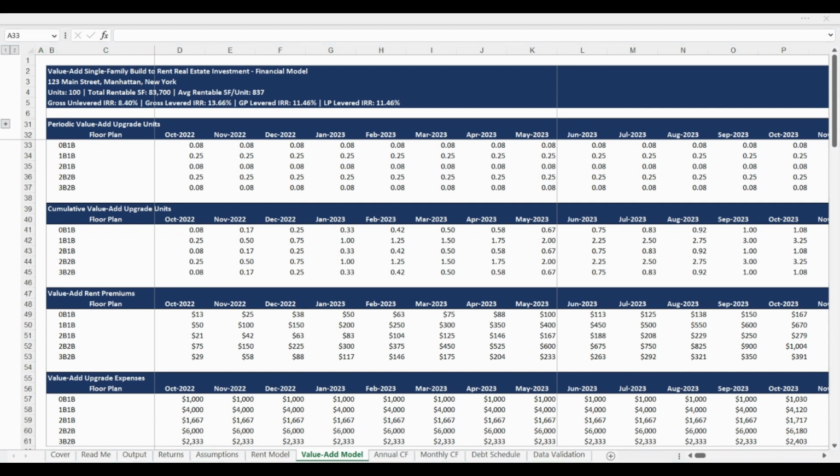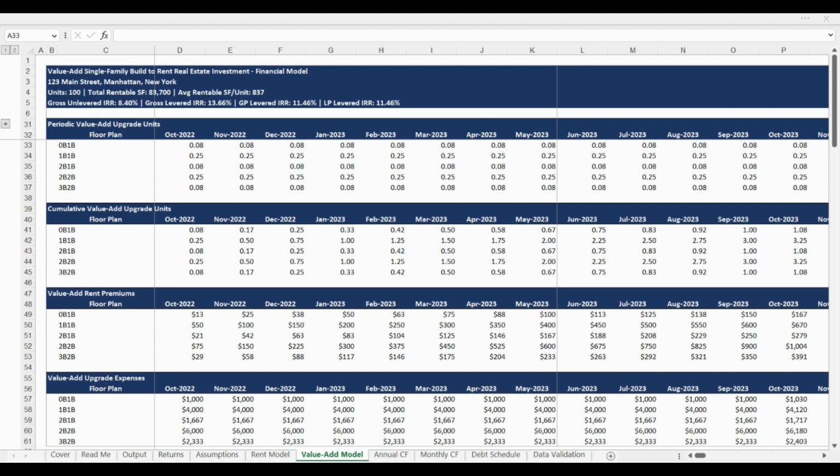The fourth and final component of the value-add model is a table titled Value-Add Upgrade Expenses, which calculates the product of the number of units under renovation in the month and the renovation cost. This section calculates the capital expenses to be booked below the line, which can be interpreted as a capital or balance sheet expense.